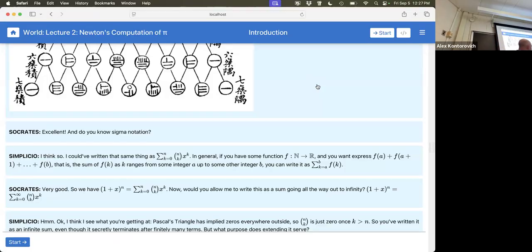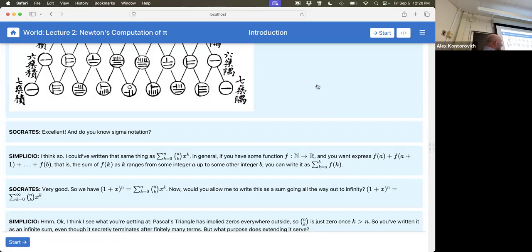Simplicio says, I could have written the same thing as a summation as k goes from 0 to n of n choose k x to the k. So in general, if you have a function from the natural numbers to the reals, and you want to express the summation f of a plus f of a plus 1, and so on up to f of b, so it's the sum of f of k as k ranges from some integer a up to some other integer b, you write it in summation notation. Summation sigma, k goes from a to b, f of k. Okay, just making sure that that's all set. Very good. So we have that.